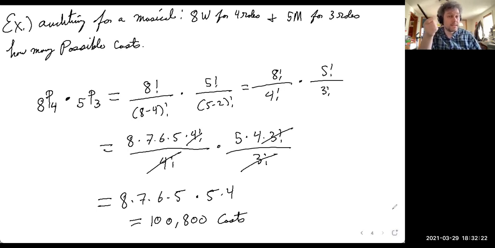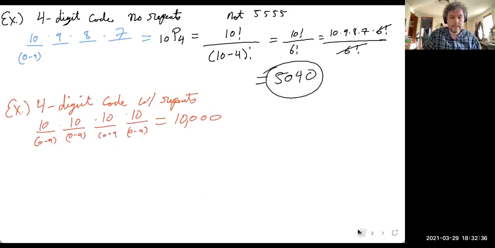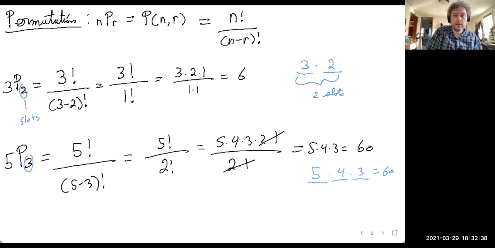Now, I will say, if you see something where you're making codes, some kind of code, you're talking a permutation, because order matters in a big way. And that is a big deal with permutations, is that order matters. So I'm going to write that. Order matters.